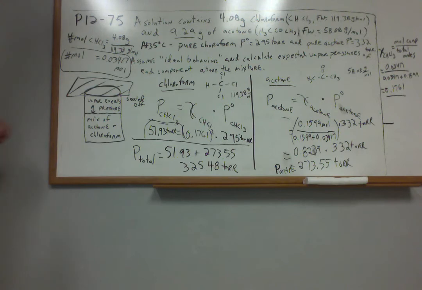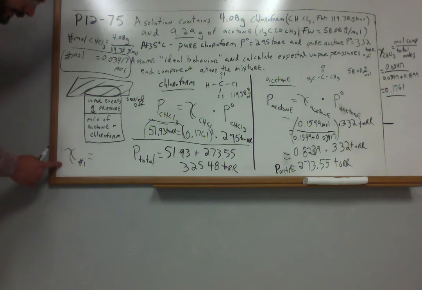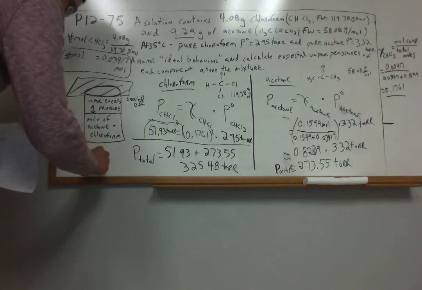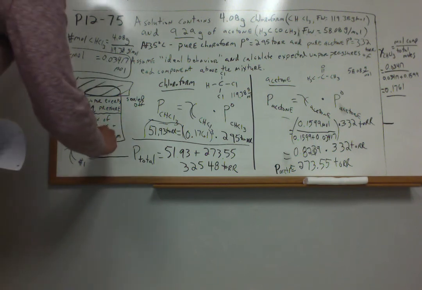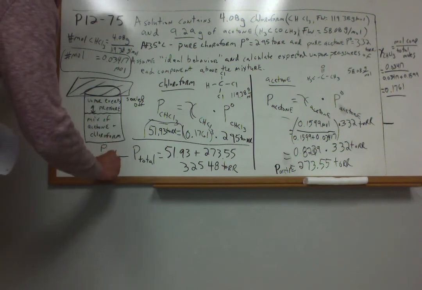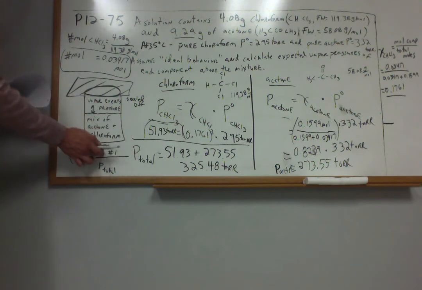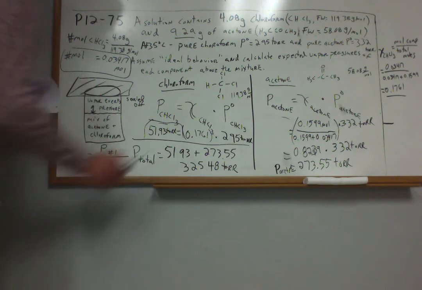Makes sense. Now, if you ever need to compute the mole fraction in the vapor phase, you actually can. It's pretty easy too, because the mole fraction of component 1, whatever component that is, it could be acetone, it could be chloroform, okay? But the mole fraction of a certain component in the vapor phase, this is specific to the vapor phase, can be found by the ratio of component 1's partial pressure divided by the total pressure. So if I wanted to find the mole fraction of chloroform in this vapor, I would simply take the partial pressure of chloroform, 51.93, substitute that in there, and divide it by the total, which is 325.48.